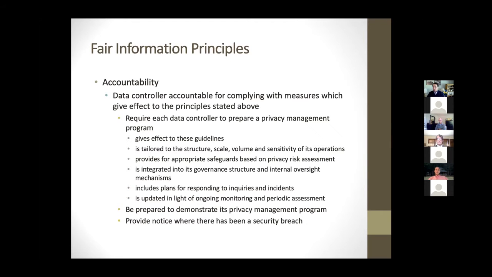Accountability. The person who controls or has access to the data, who is in charge of the data, we call them a data controller. You're accountable for complying with all of these principles as implemented in the laws. So we talk about a privacy management program. We want to make sure that the data controller actually implements the laws as referenced by these principles. That includes, among other things, if there's been a breach, telling us. That's a data breach notification law.